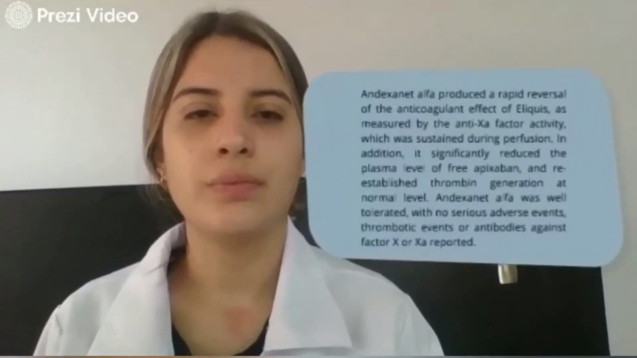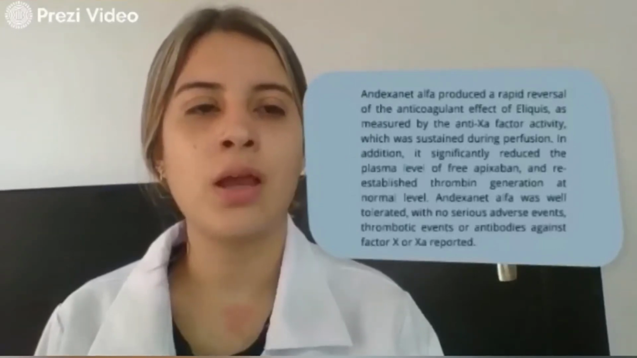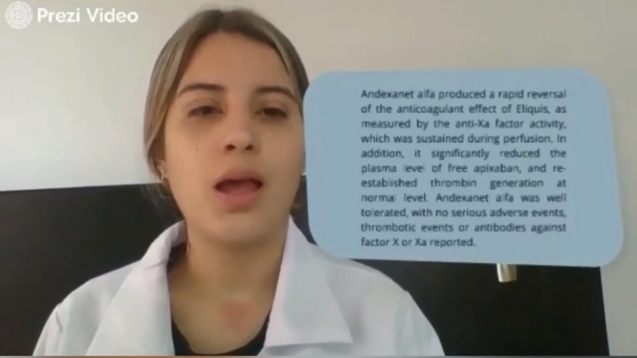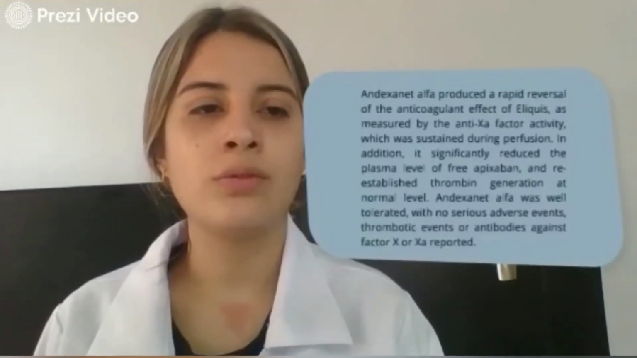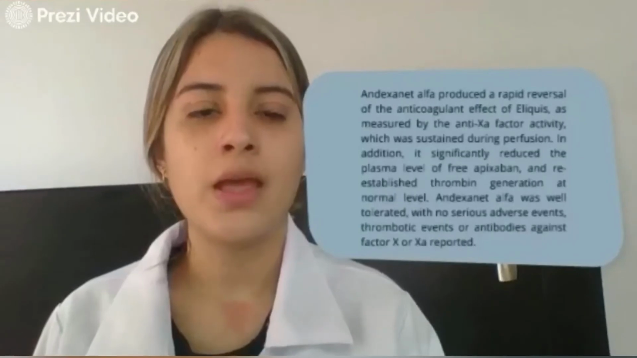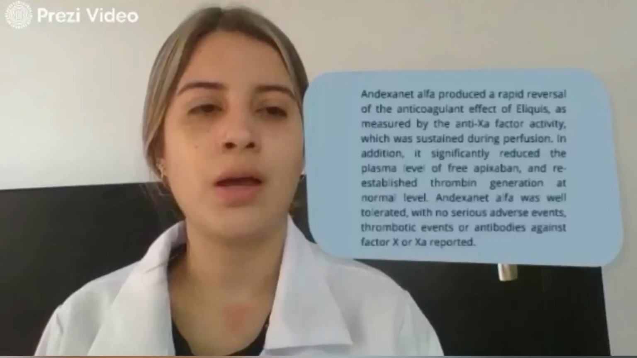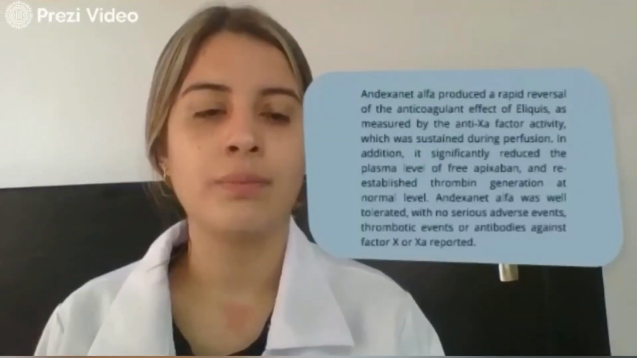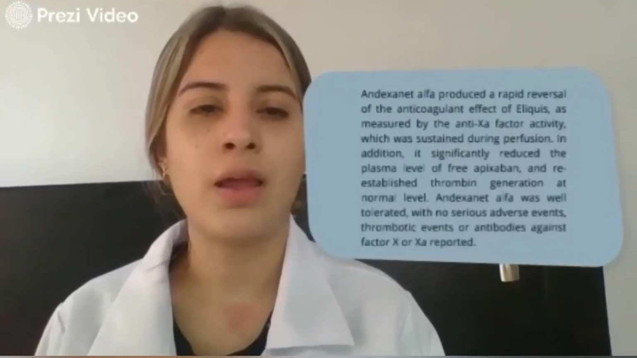Pros and cons. Andexanet alfa produced a rapid reversal of the anticoagulant effect of the inhibitors, as measured by anti-factor Xa activity, which was sustained during infusion. In addition, it significantly reduced the plasma level of free apixaban and reestablished thrombin generation at normal levels. Andexanet alfa was well tolerated, with no serious adverse events, thrombotic events, or antibodies against factor X or Xa reported.